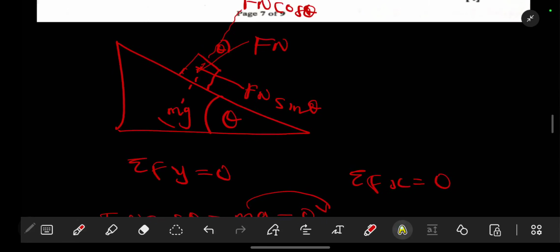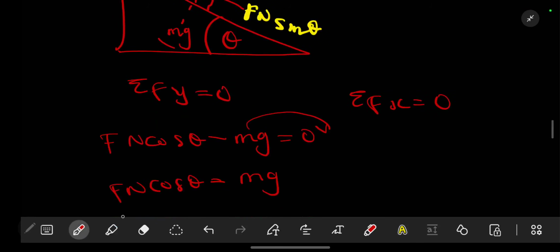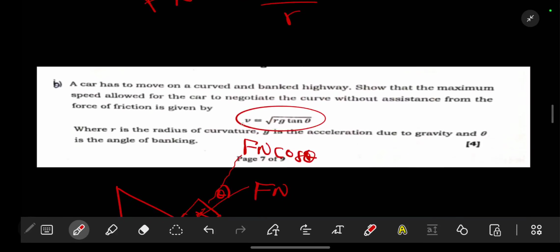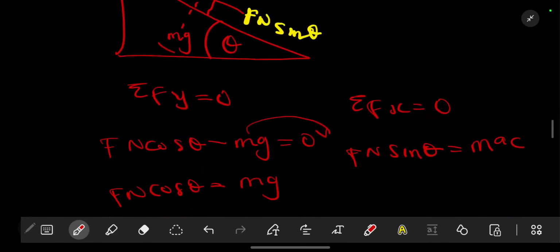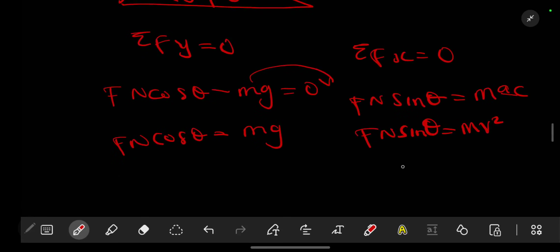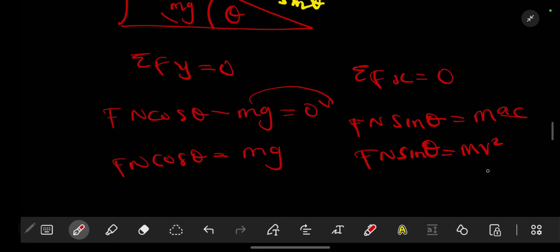Then the other one will be summation of forces in the x is equal to 0 as well. It is the Fn sine of theta that provides the centripetal force, so Fn sine of our angle theta should be equal to m a_c. Now we want to show the velocity, so where you see centripetal acceleration, you put the velocity. So you have mv squared over r equal to Fn sine of our angle theta. So we have these two equations.